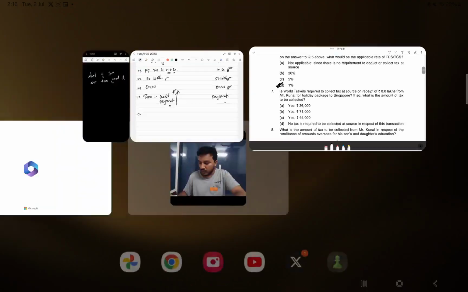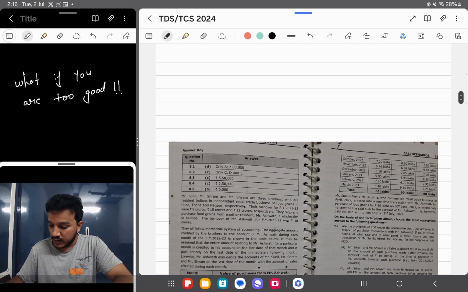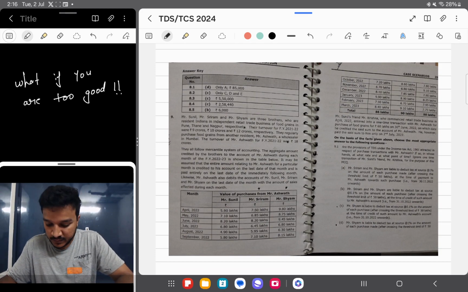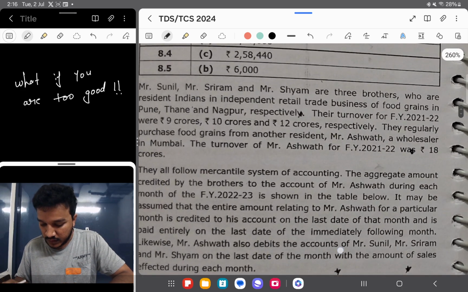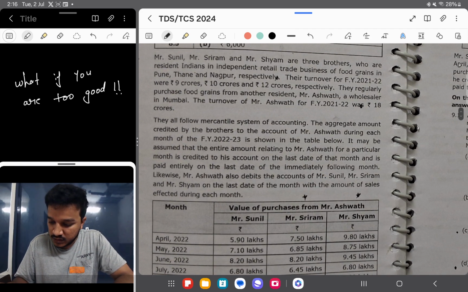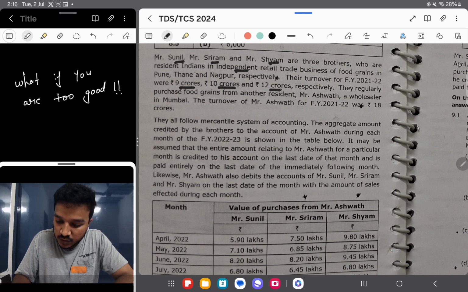Now we will go back to our case scenario. So this is the case scenario. Just read this. Mr. Sunil, Sriram and Sham, three brothers, are independent retail traders in Pune, Thane and Nagpur. The turnover in the financial year is 9 crores, 10 crores and 12 crores.